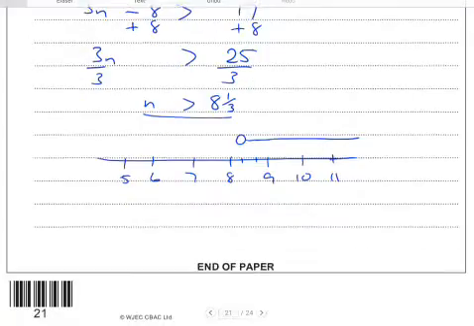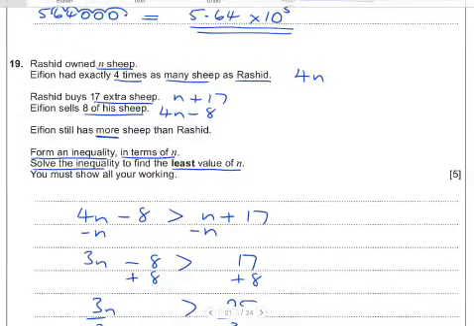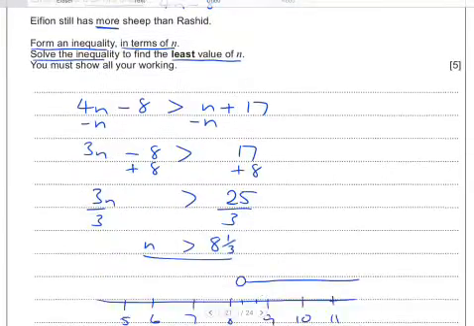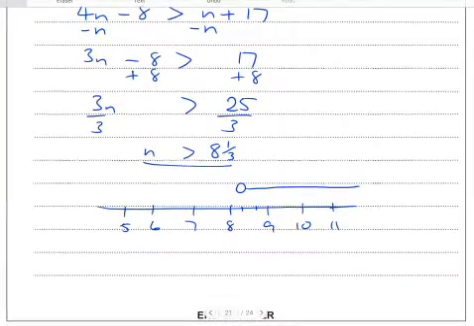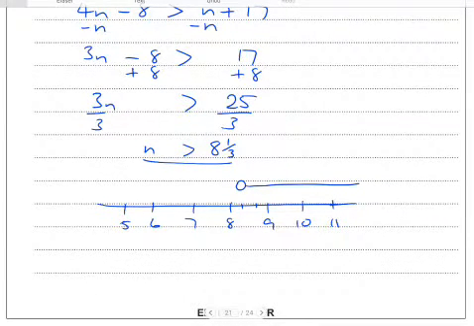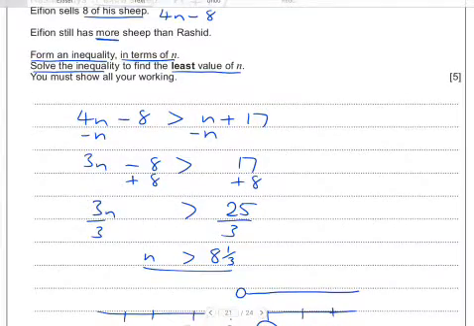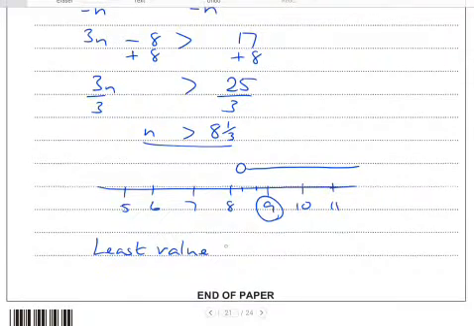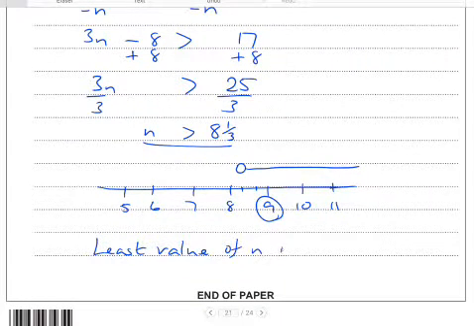Now, because n represents a number of sheep, then n has to be a whole number. You can't have a fraction of a sheep. Okay? You either sell 1 sheep, 2 sheep, 3 sheep, and so on. So the least value of n, so the smallest whole number that is bigger than 8 1/3, that's what we're looking for. The smallest whole number that's bigger than 8 1/3 is of course 9. So the least value of n that satisfies that inequality is 9.